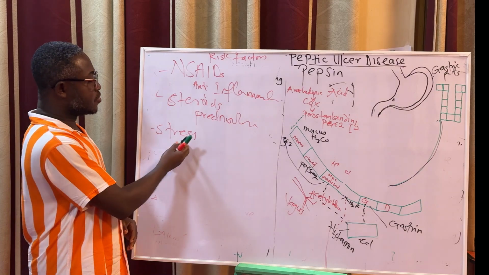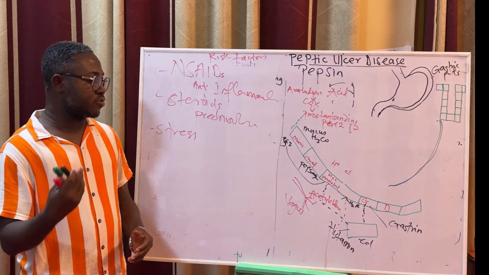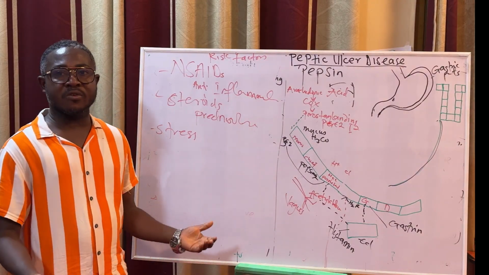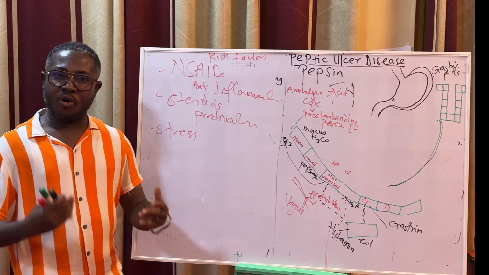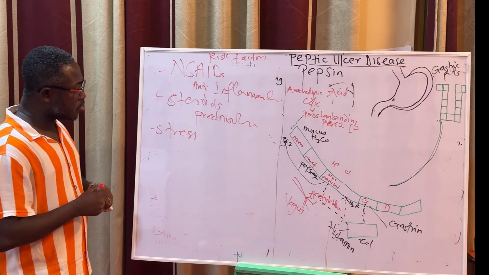And so the stress is not only about physical stress, it can also be about what? Emotional stress. When you are stressed out, these vagus nerves are going to be what? Stimulated. Or maybe you are hungry and you are waiting for food. All these things are also what? Stress.